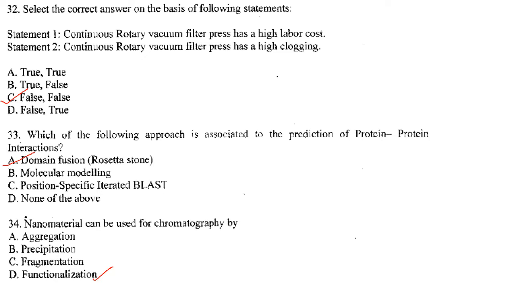Then nanomaterials can be used for chromatography by option D, that is functionalization. And functionalization refers to the surface modification of nanoparticles, which includes conjugation of chemicals or biomolecules to the surface, or you can even conjugate them with folic acid, biotin molecules, oligonucleotide peptides and antibodies. So that is called as functionalization.